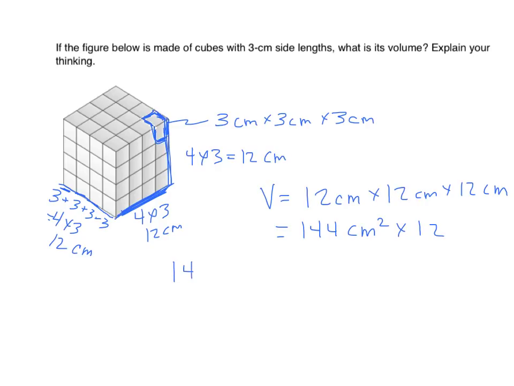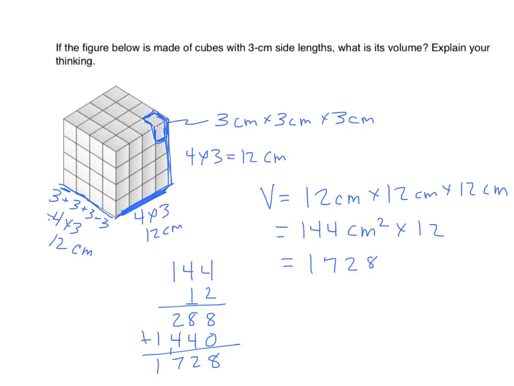We'll now set up the problem going vertically. And I multiply: 2 times 4 is 8, 2 times 4 is 8, and 2 times 1 is 2. Put in our 0 because we're now multiplying from the tens place. 1 times 4 is 4, 1 times 4 is 4, and 1 times 1 is 1. Find the sum of the partial products, regroup, and I get 1,728, and the unit now is centimeters cubed. Again, you're going to have to talk about what you did using some words, but my verbal explanation gives you what you need, plus the math that we performed.